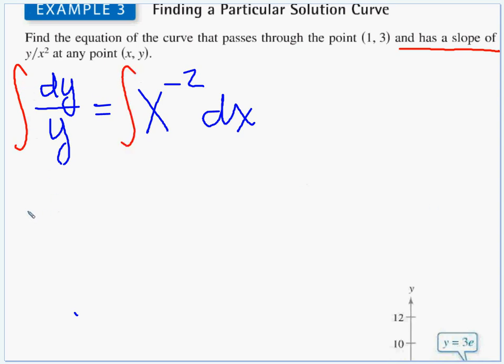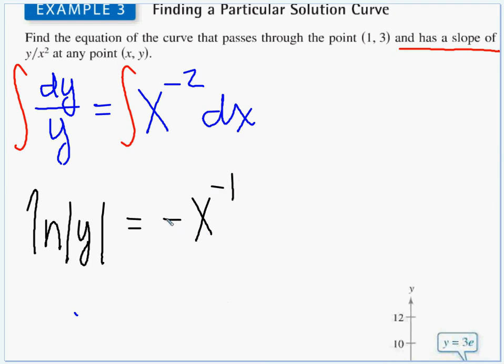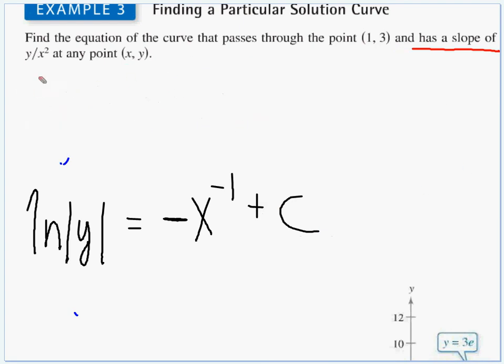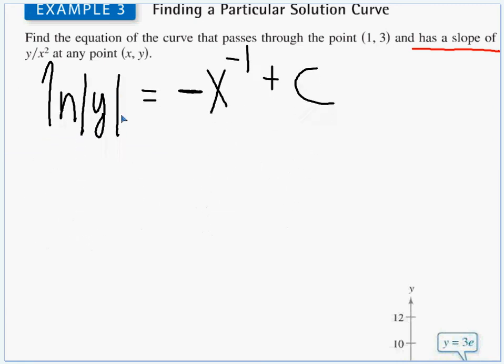Left side is natural log form: natural log absolute of y, equals here. We will raise the power by 1, divide by the new power, negative 1, add on our constant. Base e, so that'll just be y equals. Now here, if I did a rewrite first, negative 1 over x plus c.